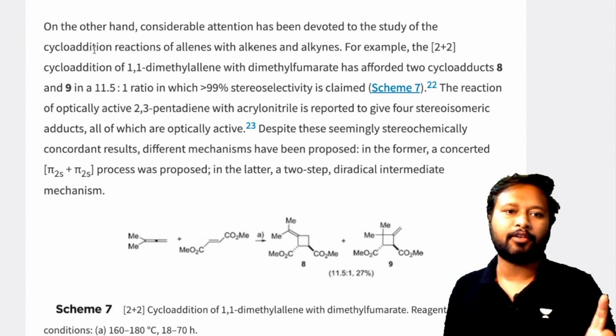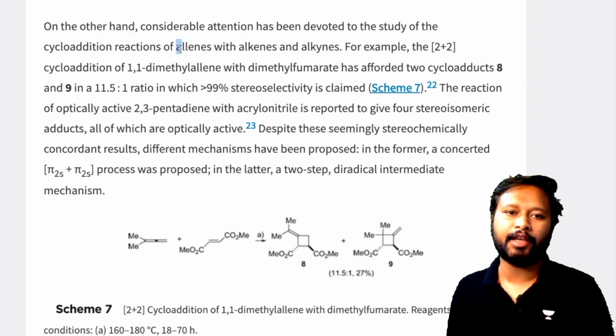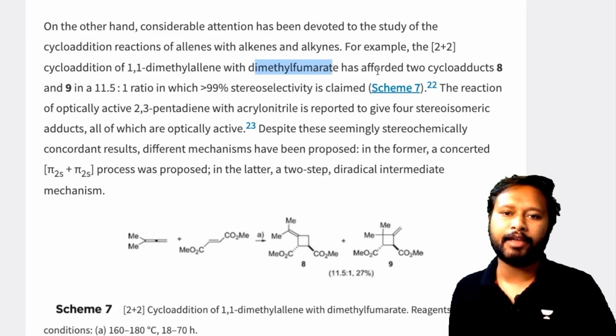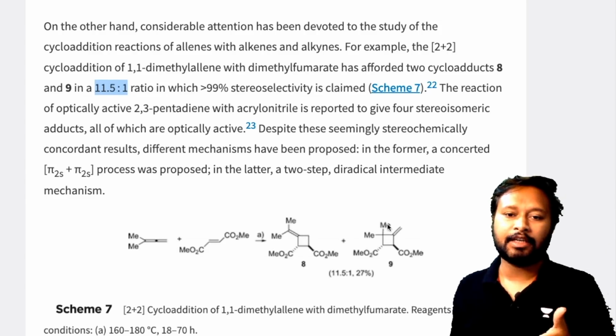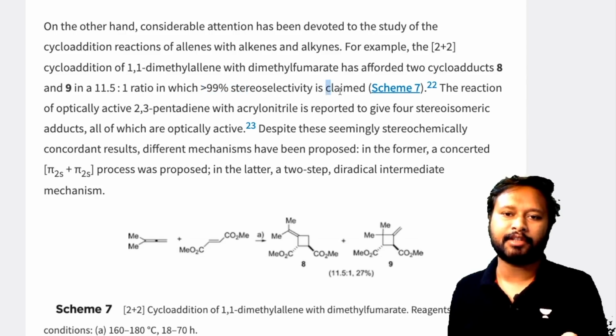It says that, on the other hand, considerable attention has been devoted to the cycloaddition reactions of allenes with alkenes and alkynes. For example, 2+2 cycloaddition of 1,1-dimethylallene with dimethyl fumarate afforded 2 cycloadducts 8 and 9. So 8 and 9 are the 2 cycloadducts we are getting in a 11.5:1 ratio. That means 8 is the major product and 9 is the minor product, in which more than 99% stereochemistry is claimed, the reaction is optically active, and all the other things are given to you.